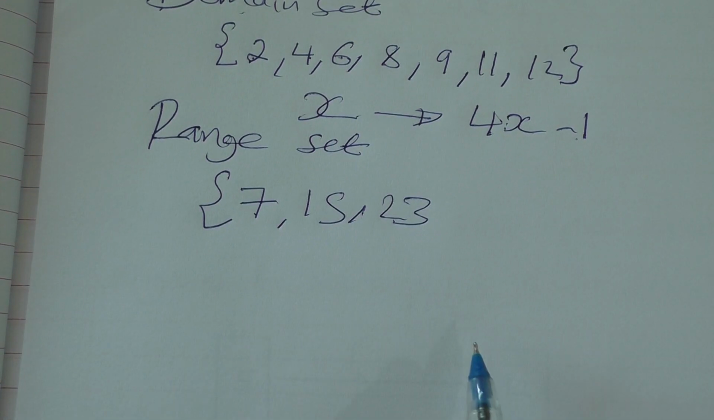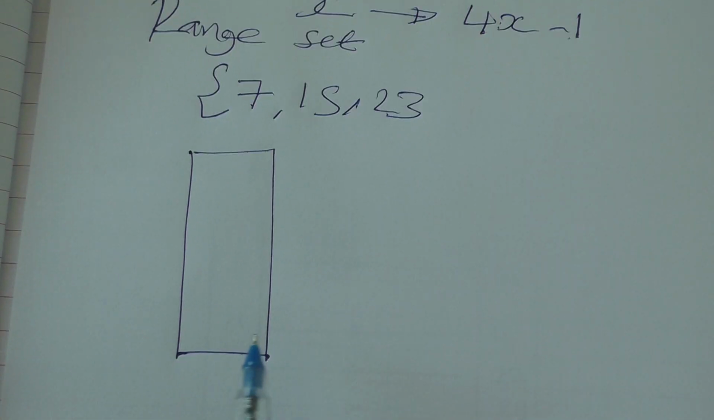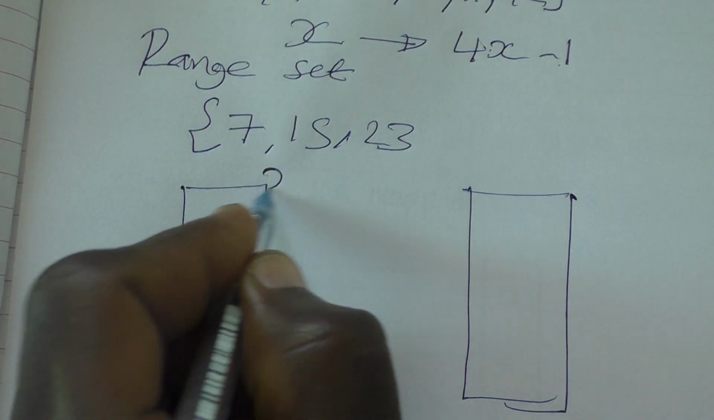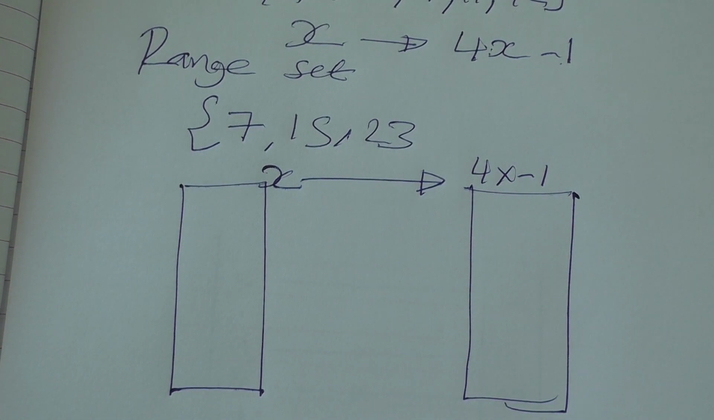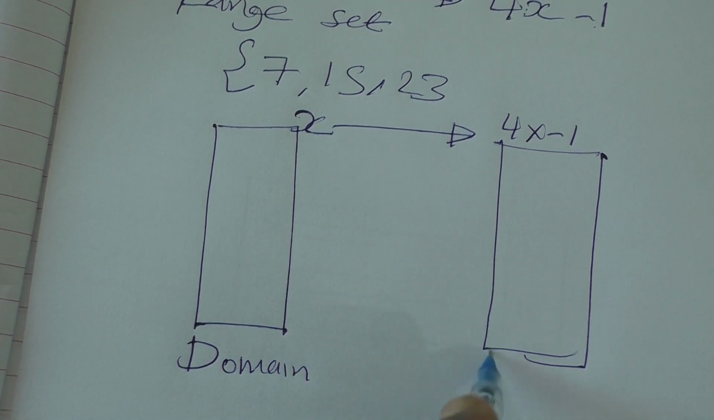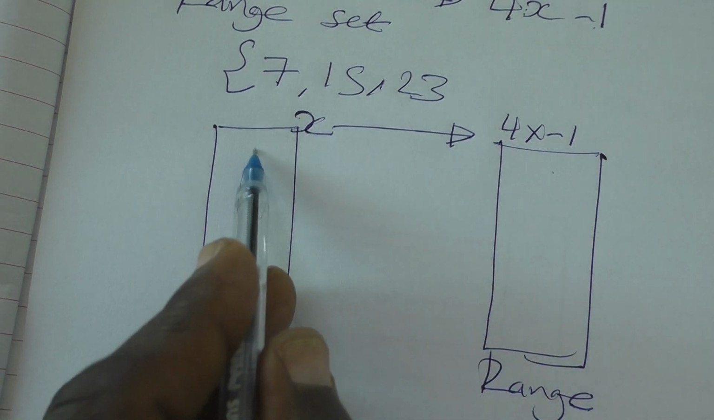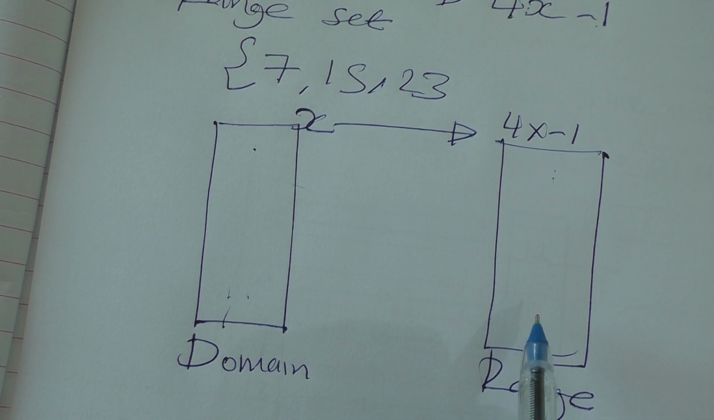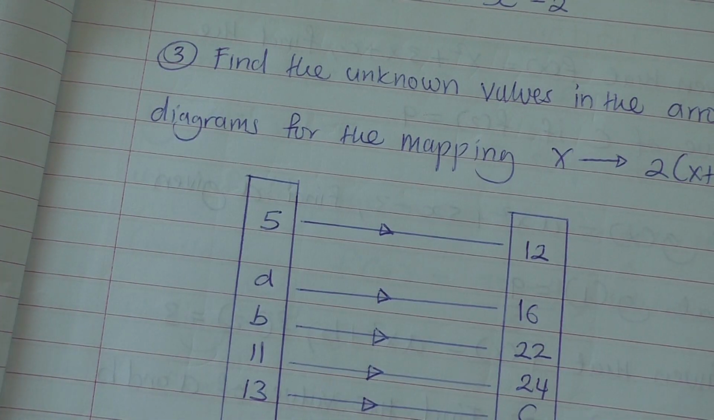Then after obtaining the range set, we now draw the arrow diagrams and say this is x mapping to 4x minus 1. This is the domain and this is the range. So we feed in the domain set and the range set, and then we start mapping. So that is arrow diagrams.